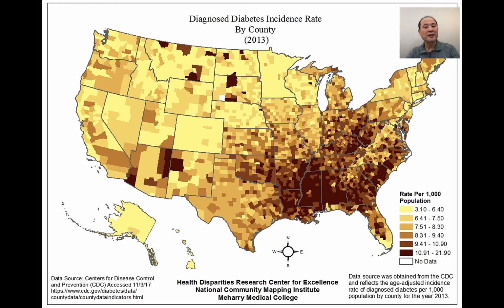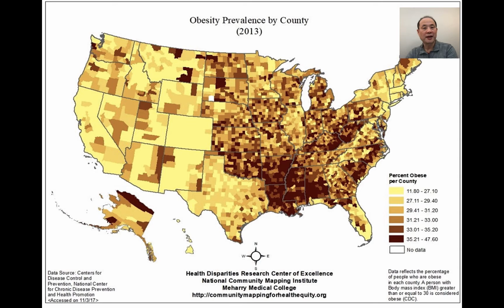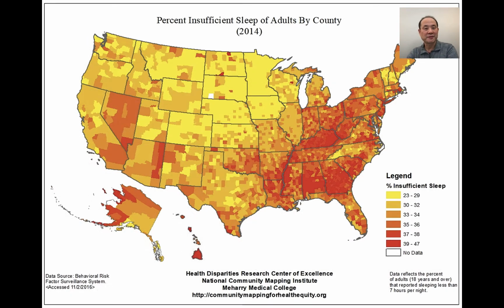So if you look at this one, the diabetes incidence rate shows an almost similar pattern, and obesity shows a similar pattern. Of course, you have to do more serious statistics. And then insufficient sleep of adults. We don't know whether people couldn't sleep because they are sick, or they don't sleep and that's why they become sick, right? It requires a lot of analysis. But mapping is really powerful too.